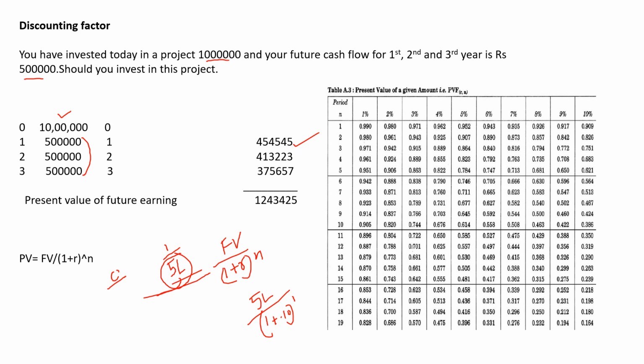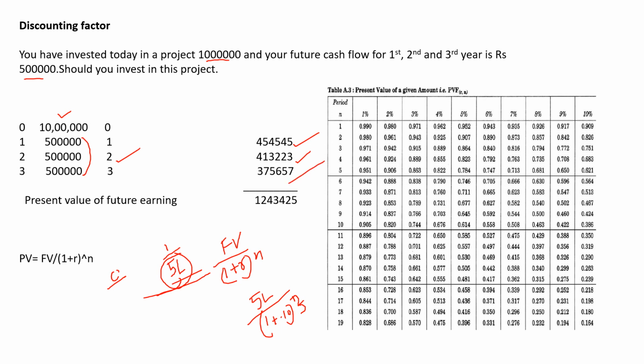Now for the second year, we will be using the same formula, only here the time period will be changing. The n will be changing to 2 here, and we will be getting 413223. This way we will be finding the third year also. We will be changing this n, it will become 3 years, and the amount will be this much.